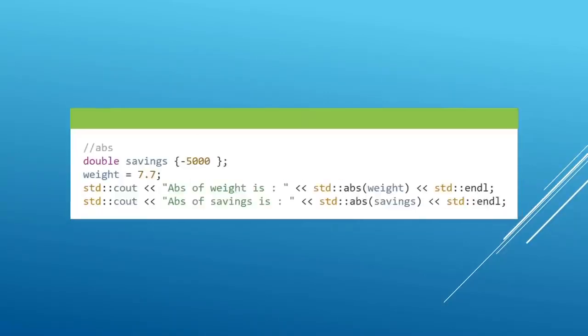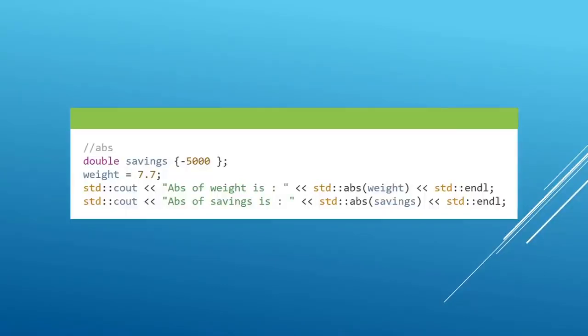Here is how you would use the absolute value function. You have a few variables here, and if you try to plug them into this absolute value function, you're basically going to get the weight of the number without any sign in front of the number, positive or negative.